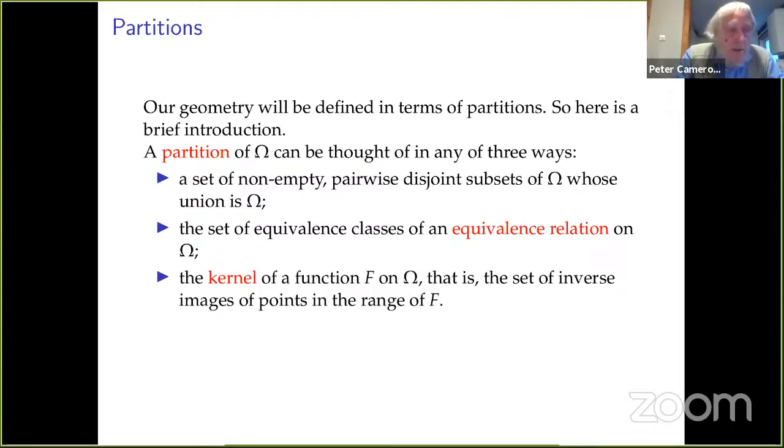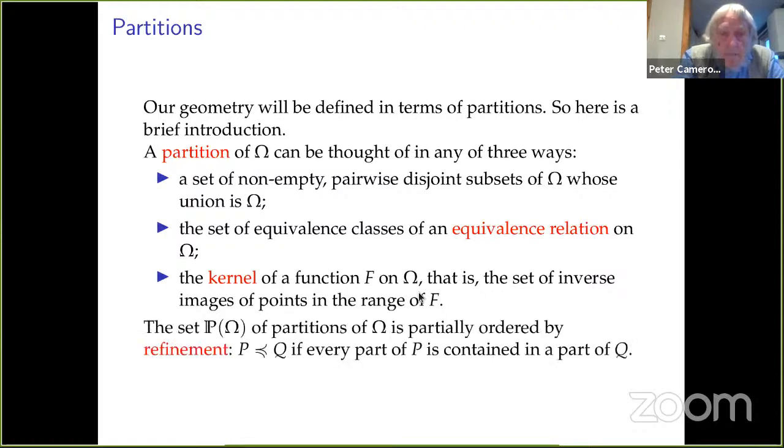And another way, since one of the four of us, Rosemary, is a statistician: statisticians think of this as the kernel of a function. So you have a function f on omega. You don't care where the function maps omega to, but what we do care about is to take the points in the range of f and take their inverse images; that will form a partition of omega. So all the points that map to A is one part of the partition. All the points that map to B is another part, and so on. So that's another way of thinking about a partition. So that's what a partition is.